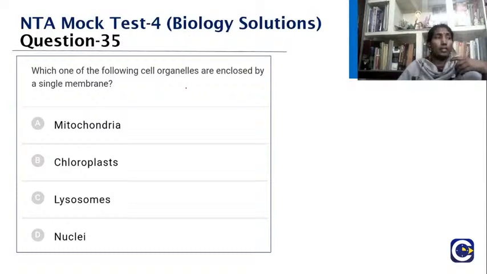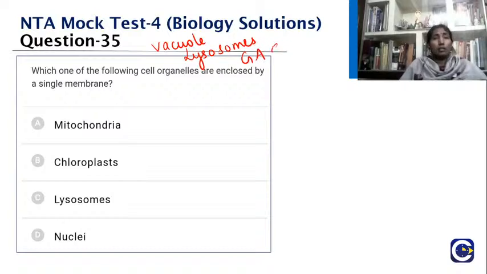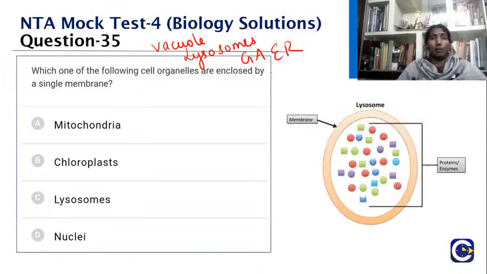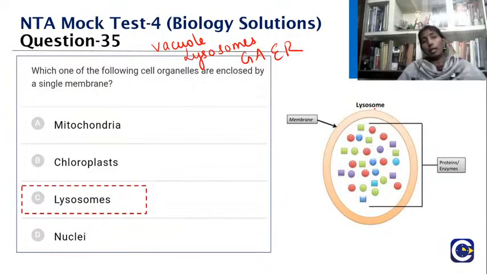Which one of the following cell organelles is enclosed by a single membrane? Mitochondria, chloroplasts, lysosomes and nuclei. When you say single membrane bound, remember they are the vacuoles, lysosomes, the Golgi apparatus, the endoplasmic reticulum. They are all single membrane bound organelles present only in the eukaryotic cell. So you can see the lysosomes, others are all double bound. So the lysosomes are the ones having the single membrane.